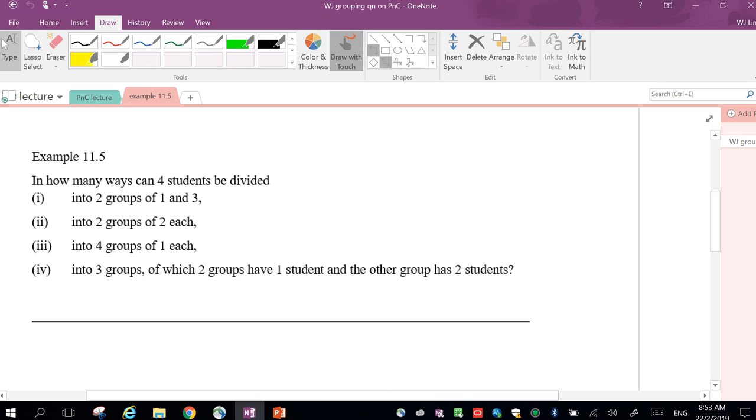Okay, I'm going to slot this in between example 11 and 12. So I got example 11.5. So please take that out, because this question is super important. Okay, it's not inside your notes, but it's important. This example is important. Your grouping kind of question.